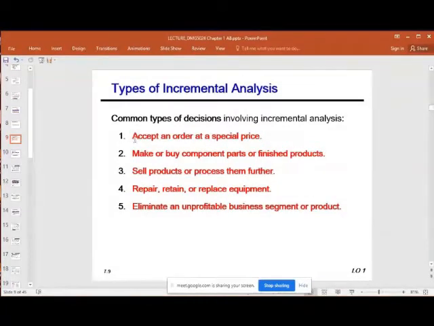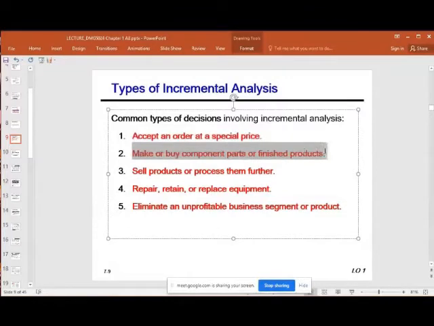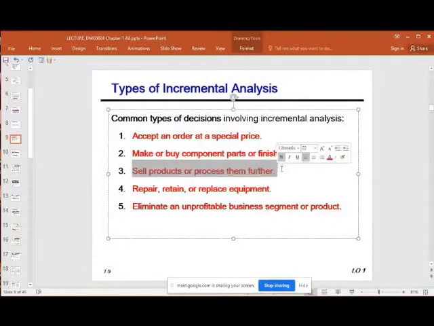So yesterday we went through this one, accept an order at a special price. The old decision is to reject, and then the new decision is to accept. Next one, we did also make or buy. The old decision is to make, and the new decision is to buy. And yesterday we went a little bit into sell or process further. The old decision is to sell, and the new decision is to process further. So today we're going to complete the last three.